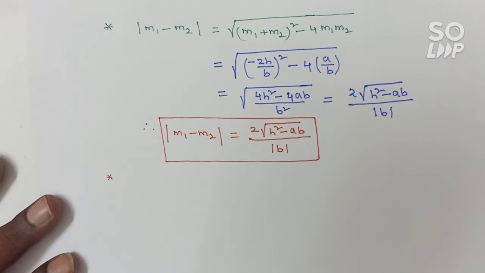is that, you remember that the most important results are these three results. One result is the sum of the slopes, another is the product of the slopes, and the next one is the difference of the slopes. If we remember these three results, we can do most of the questions in the pair of straight lines.